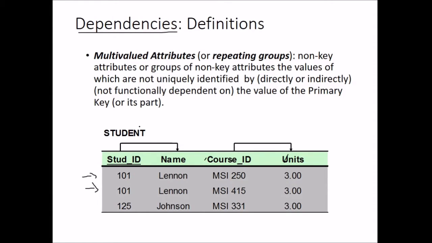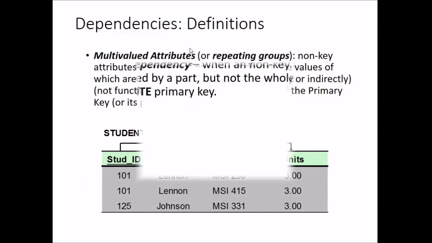or its part. That means if I say 101 student ID, which name should I get? Lenin. But for 101 we have Lenin also, and for these two we have different MSI 415. So 101 is not able to identify Lenin clearly or either units clearly. So these are repeating groups. So when we talk about multi-valued attributes, they are repeating groups.